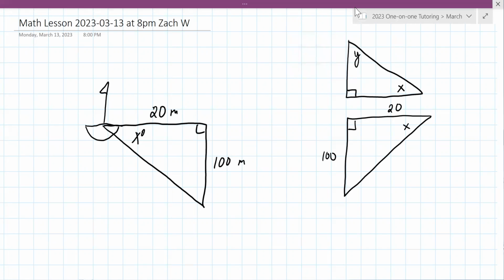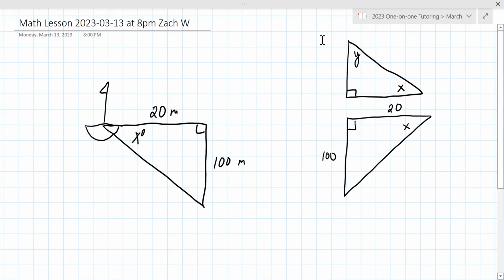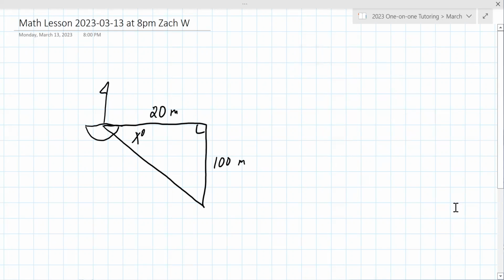Or X or Y? Which one did you do? I did Y. Okay. Yeah, I can't speak to how it'll be graded. Let's just work through the problem the way I've got it here.